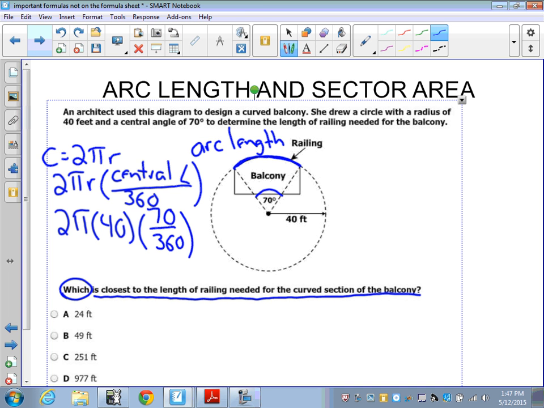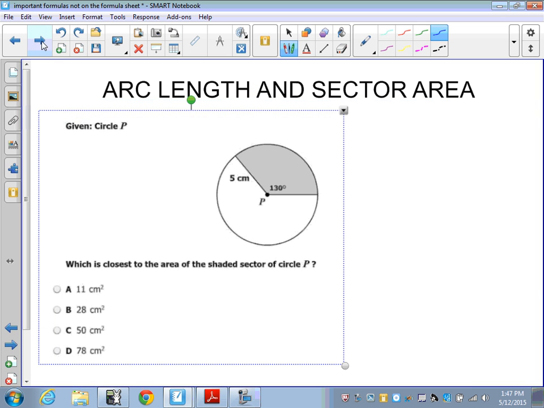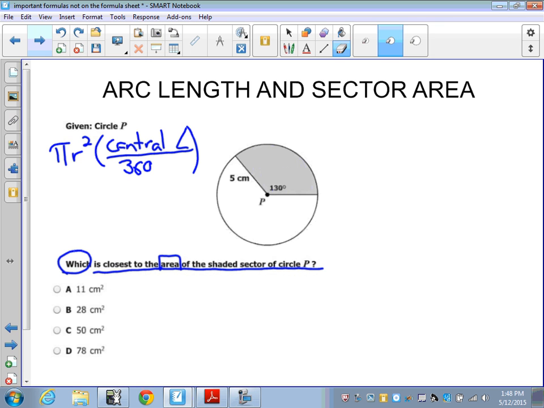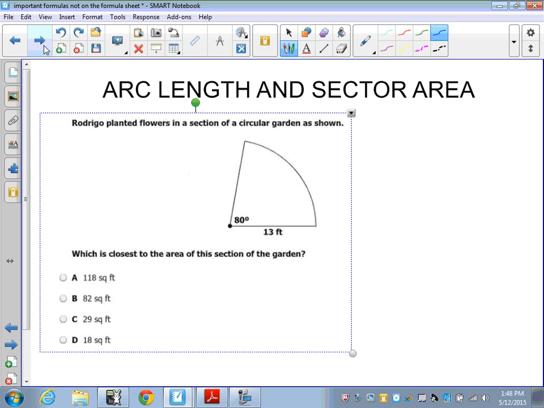So that's as far as I'll take you on that problem. Which is the closest to the area? So we see the word area. We also see it shaded in. When it's shaded in or we see area, we know we're going to use sector area. So it's pi r squared times central angle over 360. So I'll erase this to show you that the angle is 130. Just plug in our values.